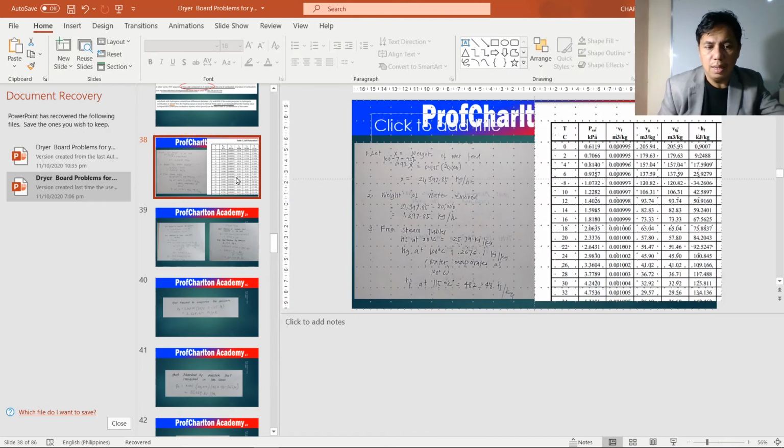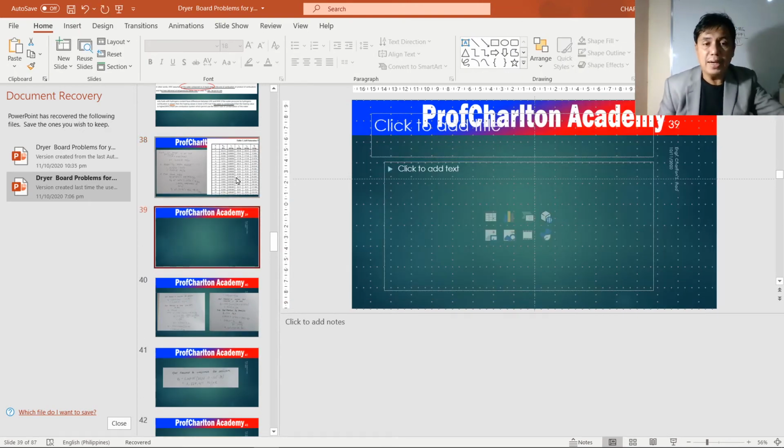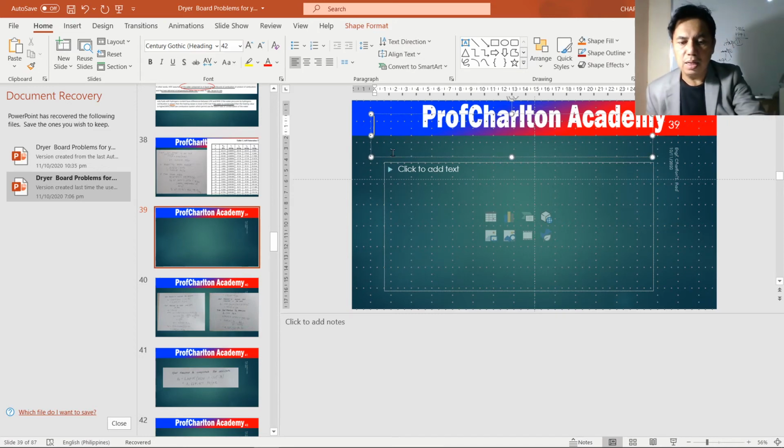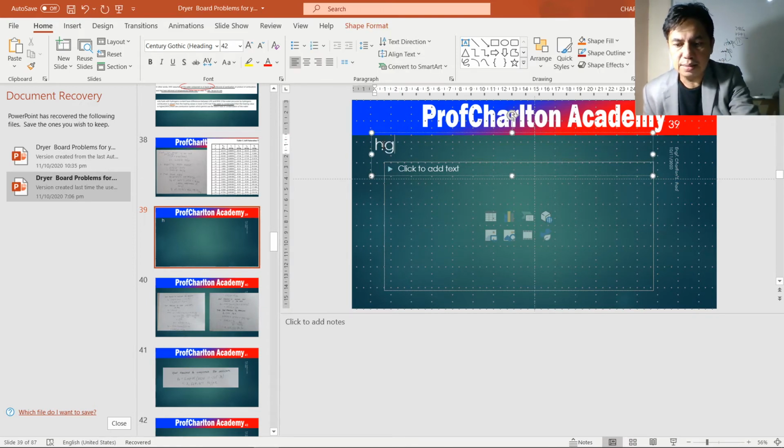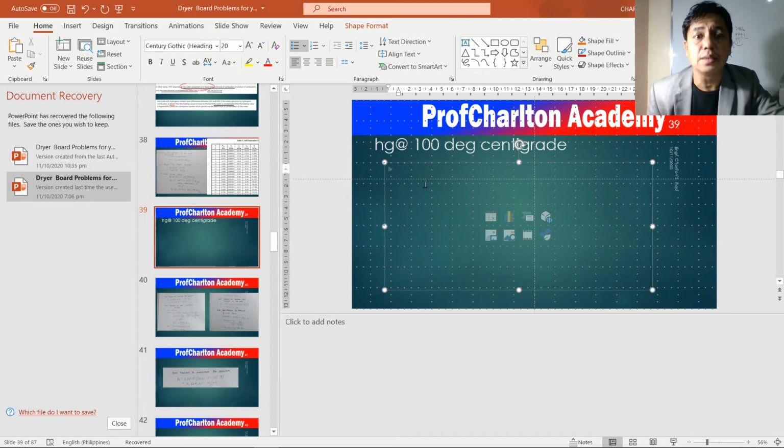Okay, so I'll make a blank space because I want to get now the enthalpy of gas at 100 degrees centigrade. So Hg, meaning the enthalpy of saturated vapor at 100. So let me put this: enthalpy of gas at 100 degrees centigrade. Please bear with me because it takes longer time.